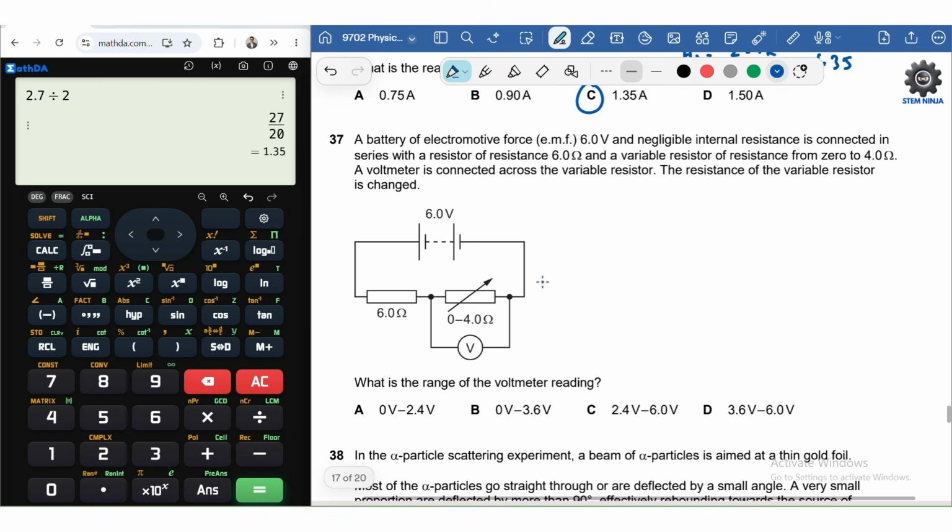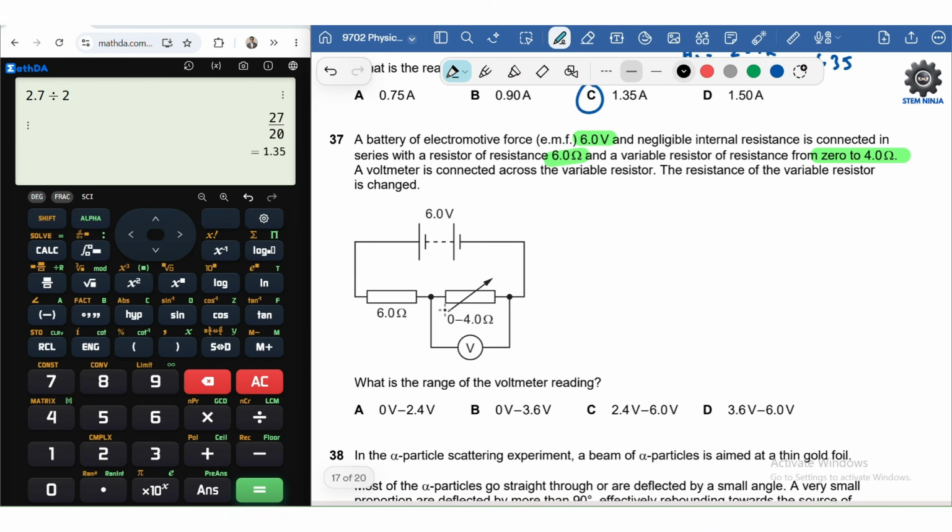A battery of electromotive force, EMF, 6 volts and negligible internal resistance is connected in series with a resistor of resistance 6 ohms and a variable resistor of resistance from 0 to 4 ohms. A voltmeter is connected across the variable resistor. The resistance of the variable resistor is changed. What is the range of the voltmeter reading?